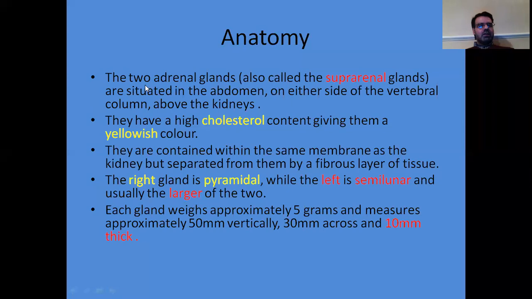Bit of anatomy first. The adrenal glands, or the suprarenal glands, are abdominal organs. They sit above the kidneys next to the spine. They have cholesterol, that's why they look yellowish. The right adrenal gland is pyramidal in shape and the left is semilunar and it's slightly larger than the right. The maximum thickness of the adrenal glands is 10 millimeters.